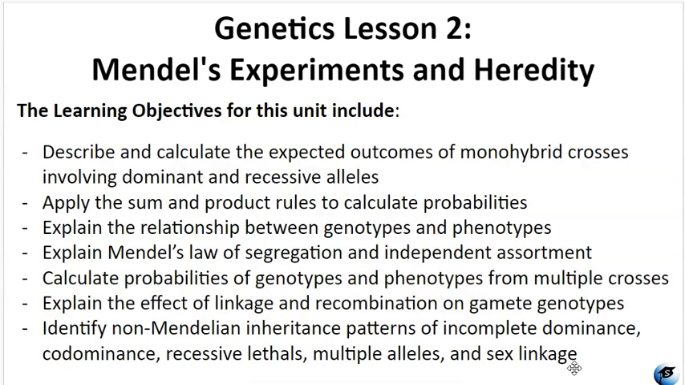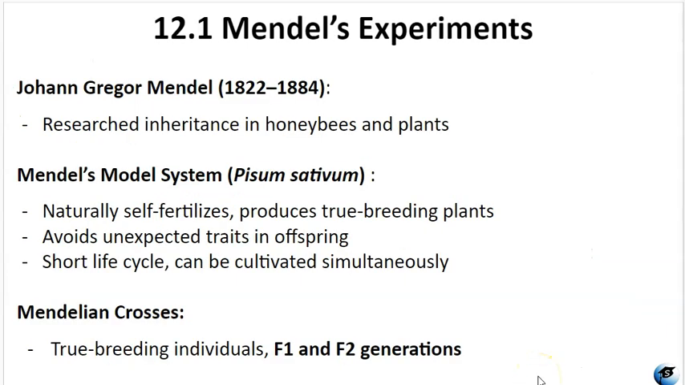The learning objectives for this unit include describing and calculating expected outcomes of monohybrid crosses, applying the sum and product rules to calculate probabilities, explaining Mendel's law of segregation, independent assortment, calculating probabilities of genotypes and phenotypes from multiple crosses, explaining the effect of linkage and recombination on gamete genotypes, and identifying non-Mendelian inheritance patterns. Genetics is the study of heredity.